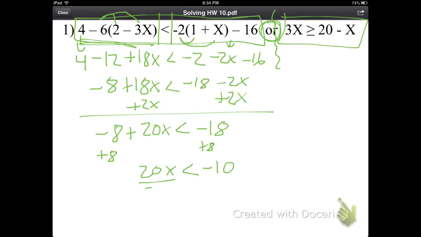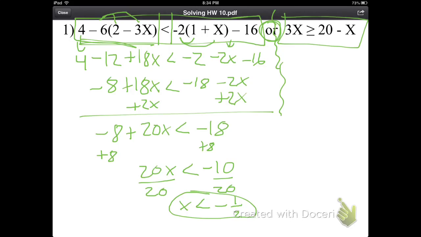Now, I just need to get rid of the 20 in front of the x, so I'll divide by the 20, and I'm at x is less than negative 1/2, because 10 is half of 20, so when you reduce it all, you get 1/2, and the negative stays out front. So our left side got this guy. X is less than negative 1/2.